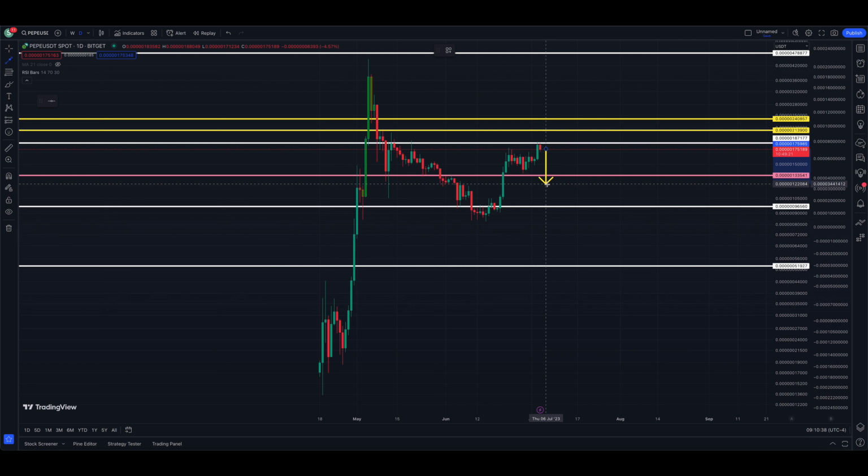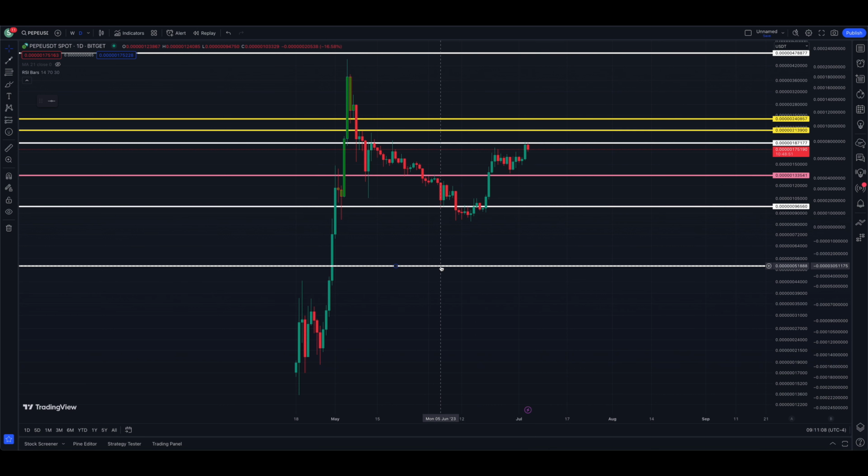If we start to see a very aggressive pullback, and what I mean by pullback is a lower price, basically over 20%, then there's a good chance that the bears have taken control of this chart and of Pepe, the meme coin. But until then, the bulls have control. The bulls hold the ball in their court.